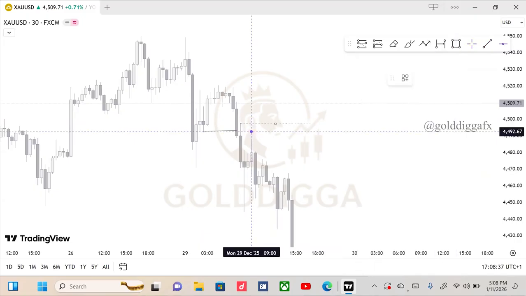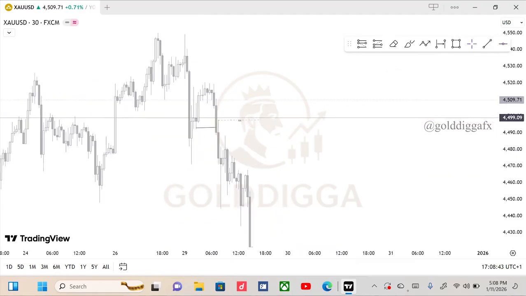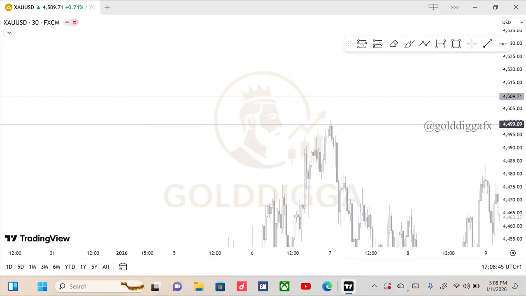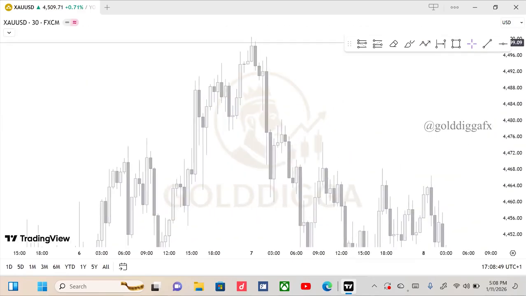Then price came and used the left shoulder, right? Above the liquidity, the left shoulder got used. So when price taps with the left shoulder, I missed this setup. But then I was able to what?